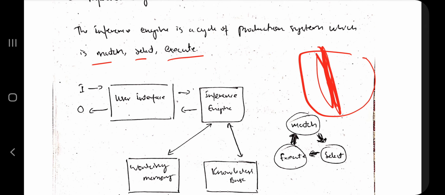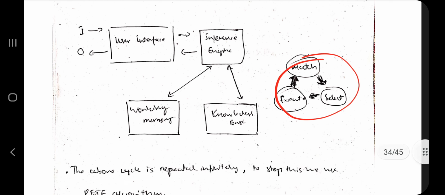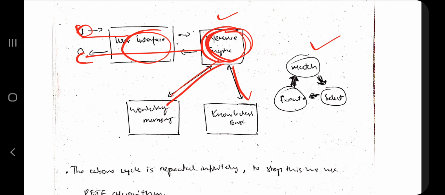Do some things, procedures, whatever matches, select that and execute. That's all there is here: match, select, and execute. This diagram is compulsory for you to make, and you can make it using the architecture. Input is coming, the user interface is there. There will be an inference engine which will use some rules in the working memory and the knowledge base. By using that it will get the output and show it to the user. So this is the architecture and this is the inner working.